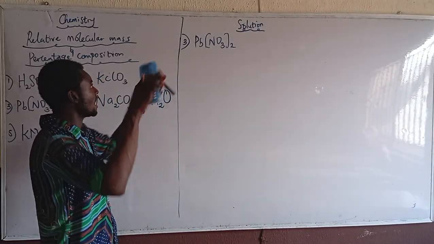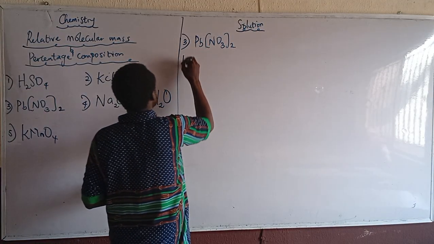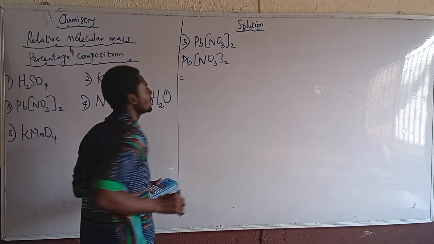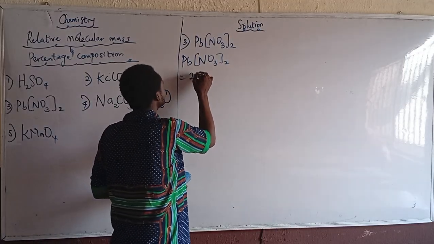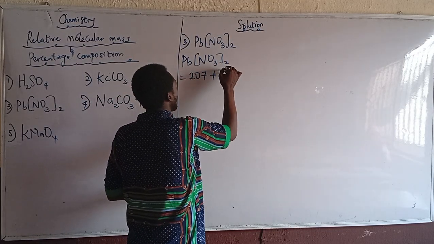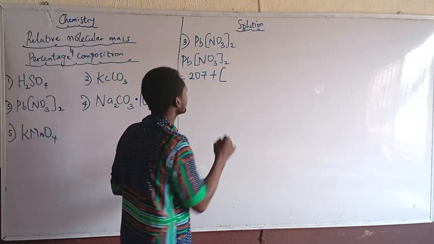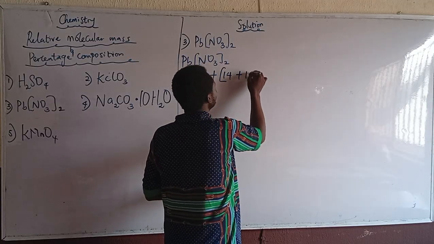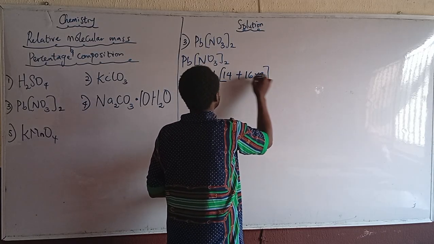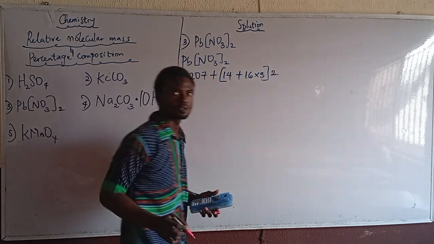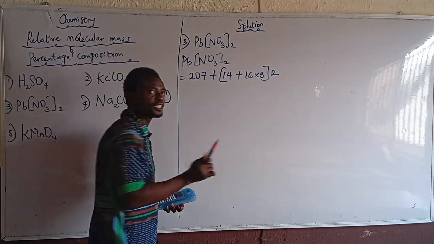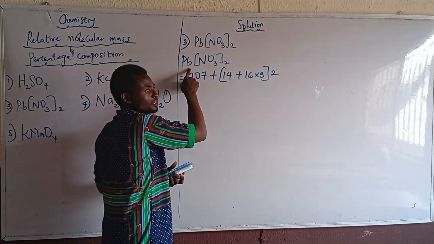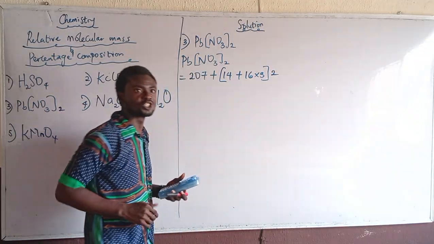So for Pb(NO3)2, so here is Pb(NO3)2. Let me have it from here. Lead is 207 plus, I open my brackets, nitrogen is 14 plus oxygen is 16 times 3, then close bracket, everything multiplied by 2. Because this NO3 is in the bracket and they are all multiplied by 2, which means that lead is not part of the NO3, which is in bracket.